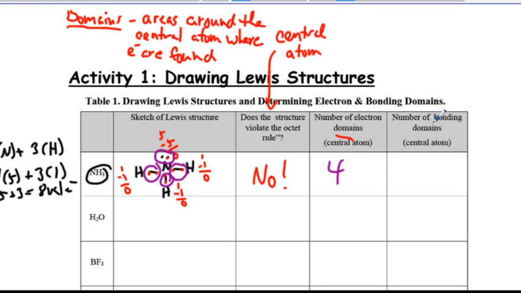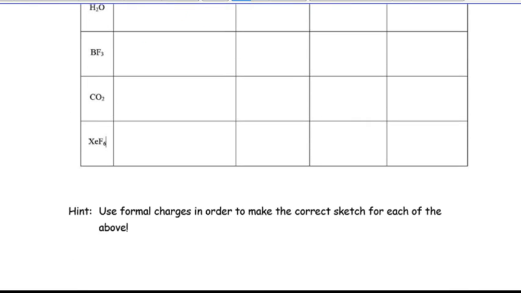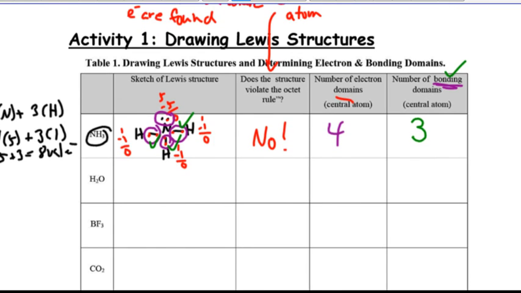And then out of those 4 domains, how many are bonding? Let's see here. Bonding, bonding, bonding. These 2 electrons above here are not bonding. They are non-bonding. So 3 of them are bonding. That's going to be important when we move on and talk about non-bonding versus bonding domains. So you got some free marks there if you copy that out. That's what you need to do for activity 1, and keep on trucking here.